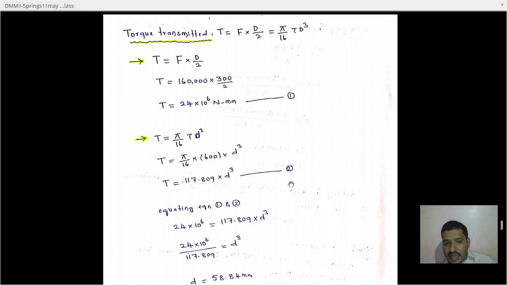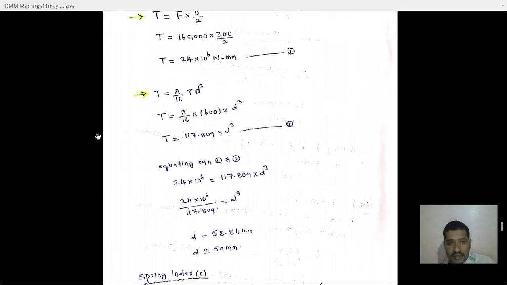So it is considered as equation number 2. If you equate equation number 1 and equation number 2, then you can easily get the value of d. Okay, how to equate? Let us see over here.